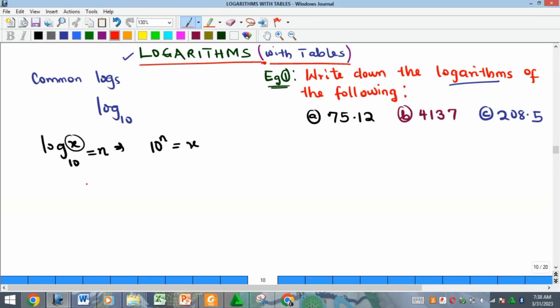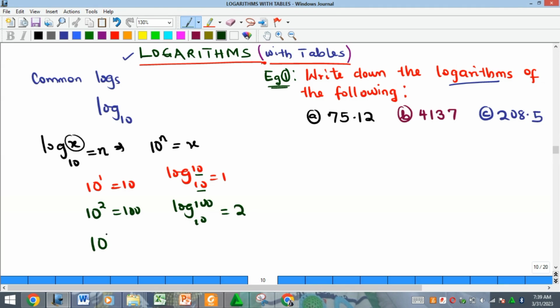For instance, if you take 10 to the power of 1, of course, this is equal to 10. So what it means is that the log of 10 to base 10 is 1. And of course, if you check the video on the rules of logarithm, you see that the log of a number to the same base is actually equal to 1. What about 10 raised to the power of 2? You see that this is 100. So what that means is that the log of 100 in base 10 is equal to 2, and so on.